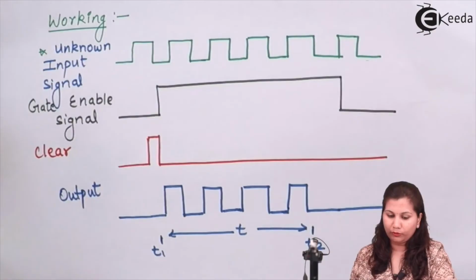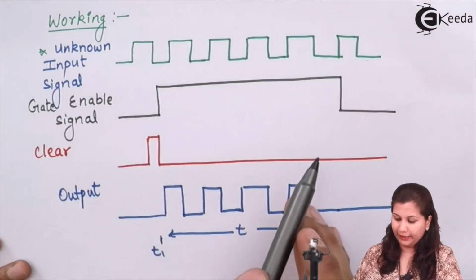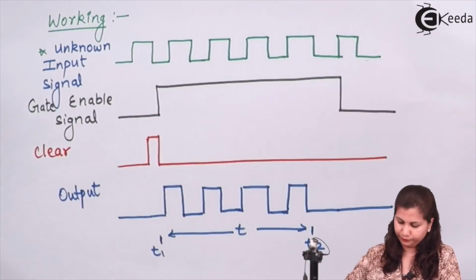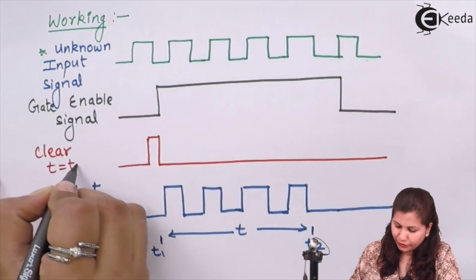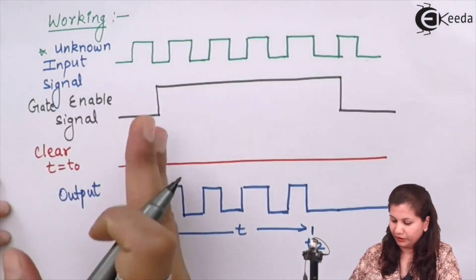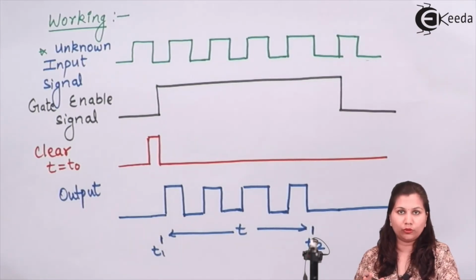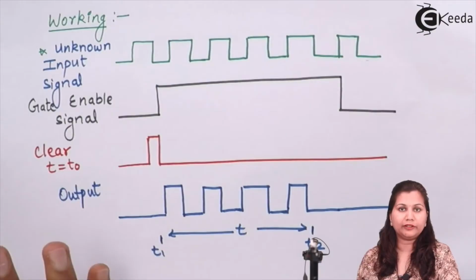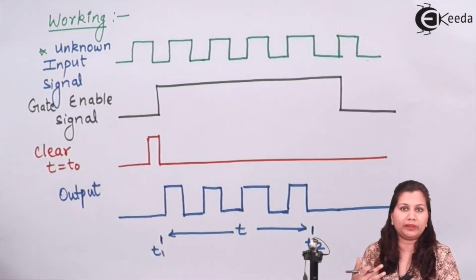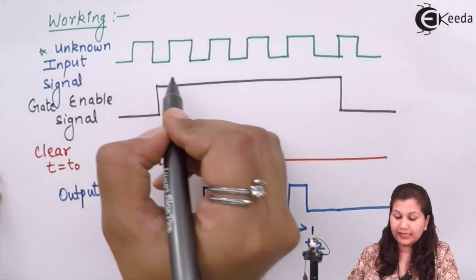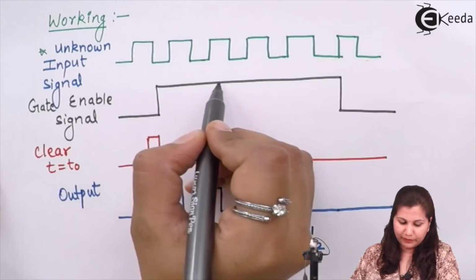Now first of all, a clear pulse is applied to the counter at time t equals t naught, before this T1 time, so that all the contents of the counter are cleared and the counter is set at the value of 000. All the contents will be cleared, it will be at 0 position so that the counting can start from 0.